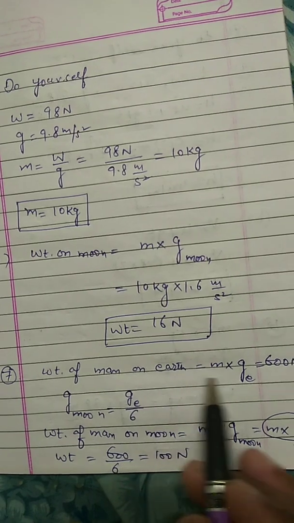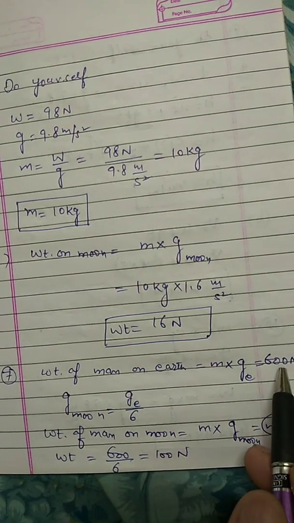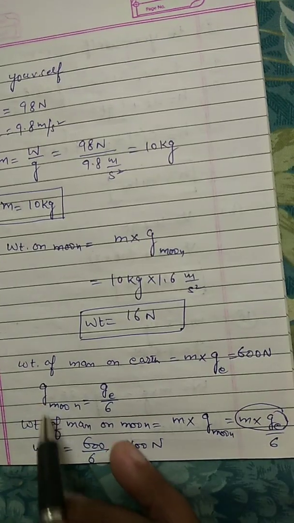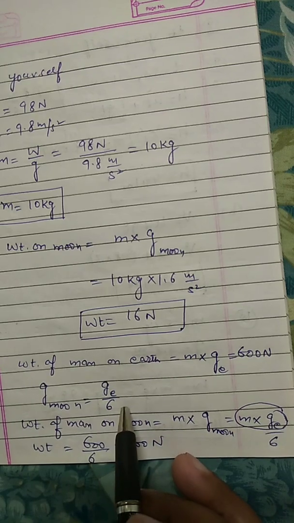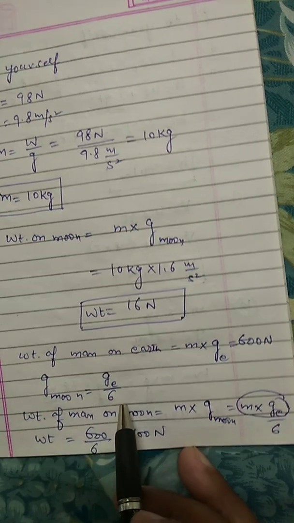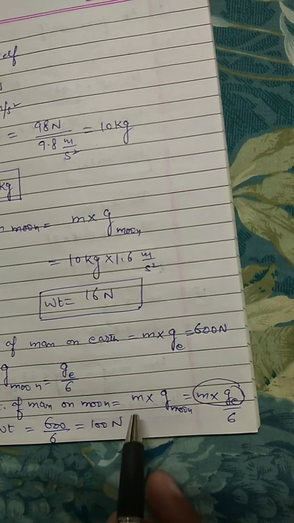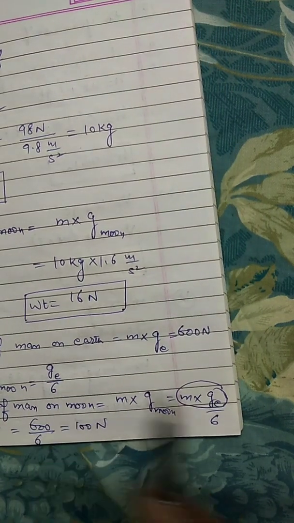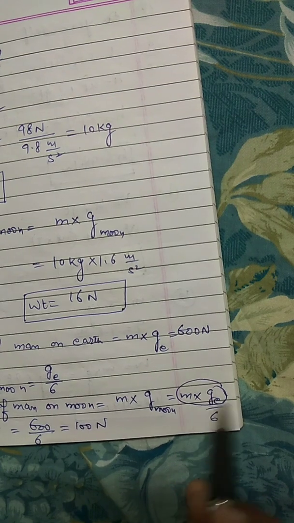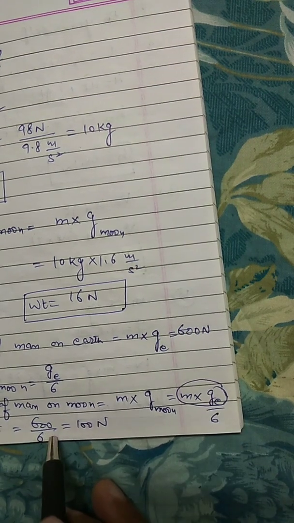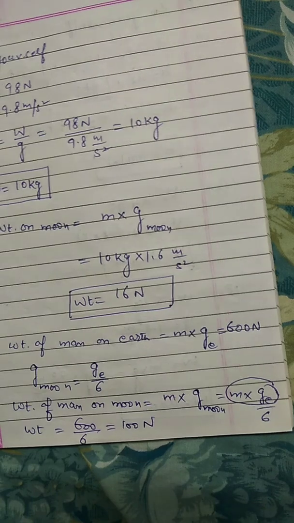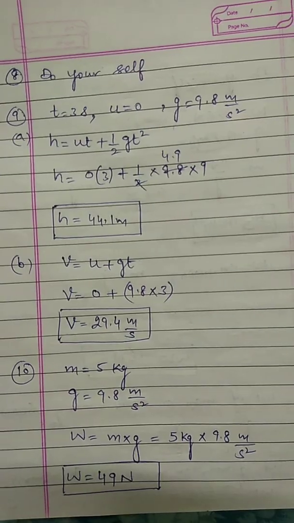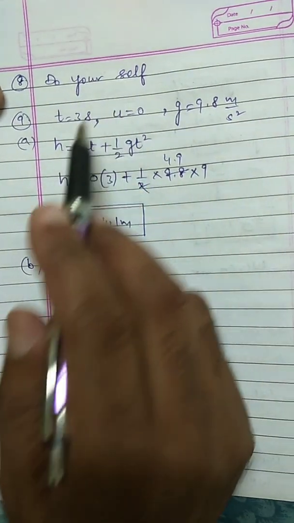Weight of man on earth is given, mass into gravity of earth, 600 Newton, and gravity of moon is GE by 6, that is gravity of earth divided by 6. Weight of man on moon, mass into gravity of moon. Now gravity of moon, substitute this value GE by 6. Mass into gravity of earth is 600 upon 6, 100 Newton.